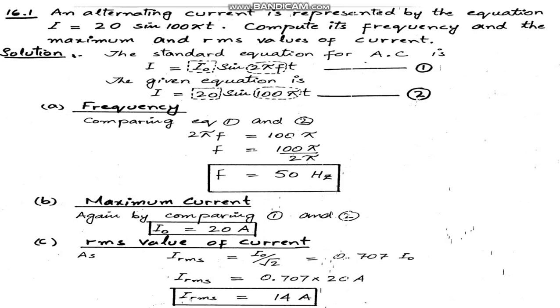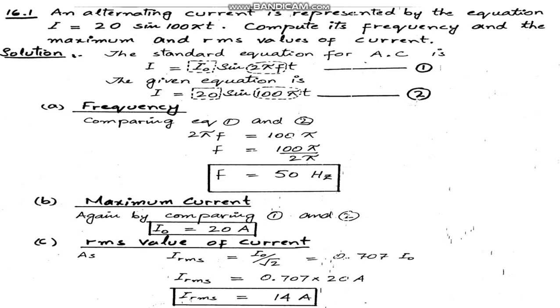So we take just the value 2 pi f is equal to 100 pi. All other terms in equation number 1 and 2 are cancelled. So 2 pi goes to the other side and f is equal to 100 pi over 2 pi. Pi cancels. 100 divided by 2, we get the answer. f is equal to 50 Hz.